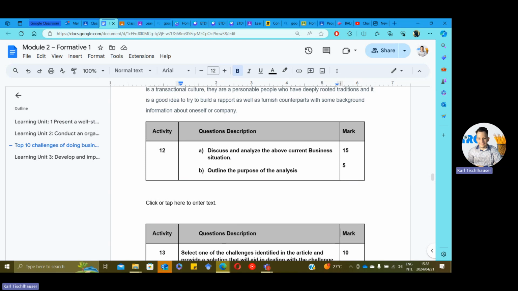Okay, then it says outline the purpose of this analysis. What is the point of doing a current analysis? Why do we do this analysis? Why is it important? Okay.